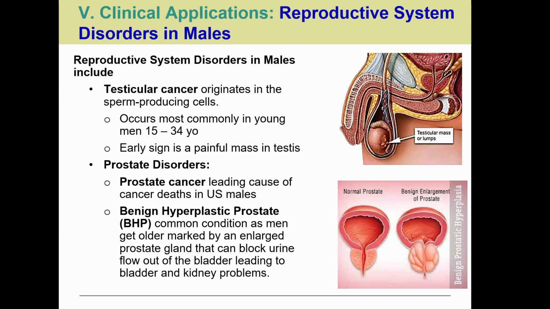If we look at disorders in the male, we have things like testicular cancer. This is going to be cancer that originates in sperm-producing cells. This is one of the most common cancers in young men. So it is something important to check for.